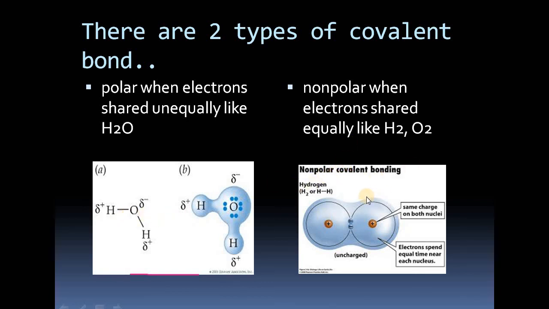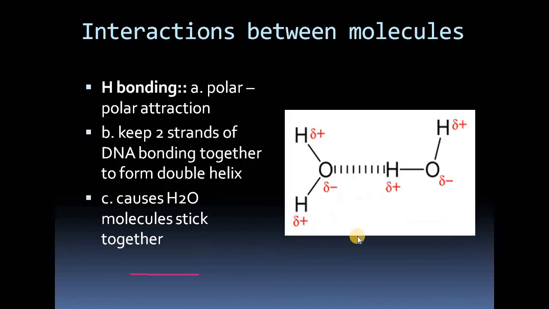In the non-polar covalent bond, it's uncharged because the pair of electrons is exactly in the middle of these two atoms.